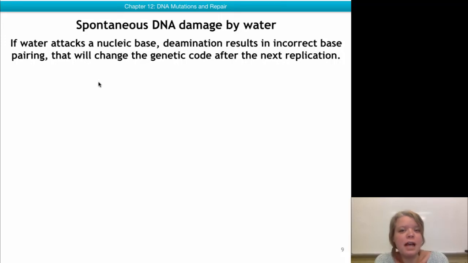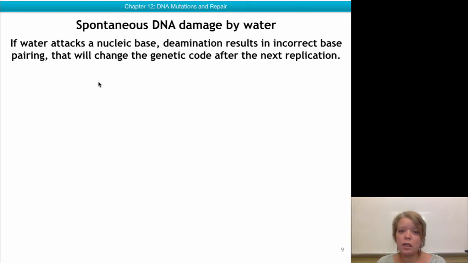So what does happen when a base has been changed by deamination? Due to the chemical alteration, and the fact that amino groups are really important in forming hydrogen bonds with the other bases and participate in base pairing, the chemical change due to deamination will now change the base pairing between the altered nucleotide and the sister DNA strand.